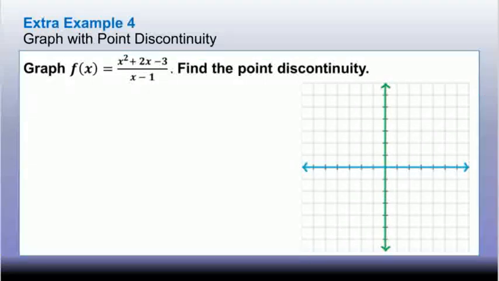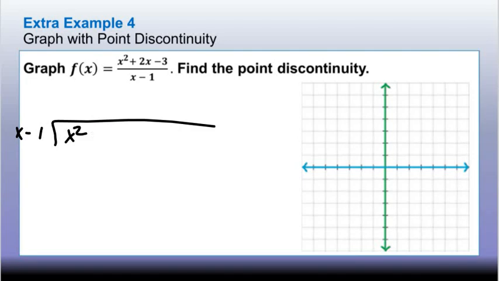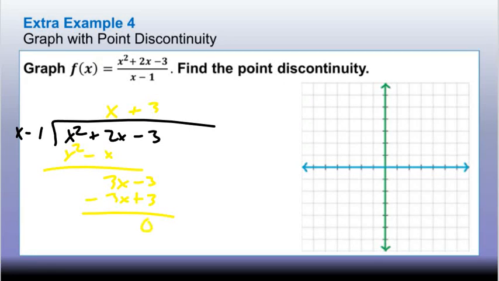Try another one. Here we need to find the line. So we have x minus 1, divide that by x squared plus 2x minus 3. So this would be x squared minus x, add, and that gives you 3x minus 3. So this would be a plus 3. 3x minus 3, add the opposites. That gives us 0. Here's our equation we're going to graph.